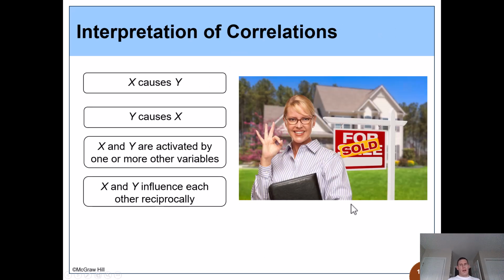So, the interpretation of correlation. X causes Y, Y causes X, or X and Y are activated by one or more other variables. That's typically the case. It's very rare in the world that just one thing causes something else, right? A lot of things, with varying associations, typically cause something to be what it is. X and Y may also influence each other reciprocally. That's possibly the case as well.